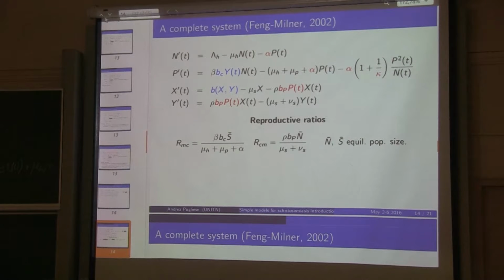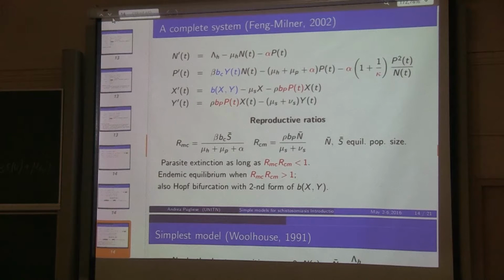And the threshold quantity is quite easy. You want the total number to be greater than 1. So if you put both of them together, you go from human to snail and then from snail to human, and the total number has to be larger than 1. The system is not completely easy, but some of the properties are standard epidemic models. So if this quantity, the product of reproduction ratios, is less than 1, the parasite extinction is certain. Instead, when this quantity is larger than 1, there is an endemic equilibrium that is unique.